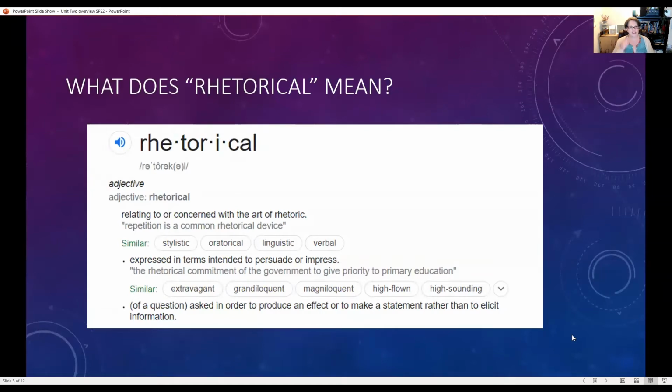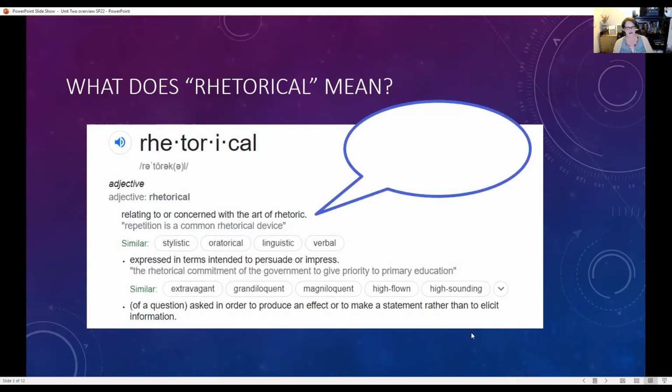So what does the word rhetorical mean? We've heard rhetorical batted around. We've heard, maybe, rhetorical situation, rhetorical questions. Well, what the heck does it mean? Well, it means the art of speaking or writing effectively, right? So rhetorical is relating to or concerning the art of rhetoric or the art of speaking or writing effectively.